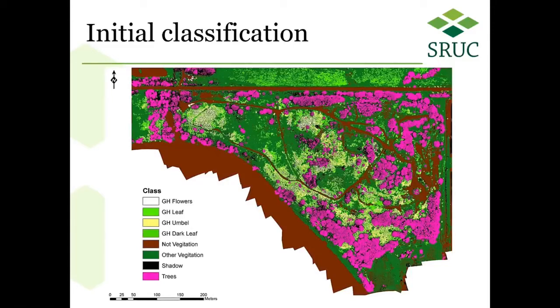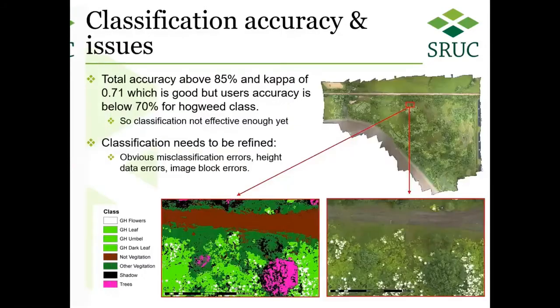There wasn't that much of that in the area I was looking at, so that didn't get picked up until post analysis. The overall accuracy was about 85% with a kappa stat of 0.71. But the accuracy for the actual hogweed class I was interested in was below 70, around 68%. There's generally a cutoff where you can say whether your classification is accurate enough, and at the moment, it isn't. It needs a little bit of work. But there are quite a few things we can do to fix that.